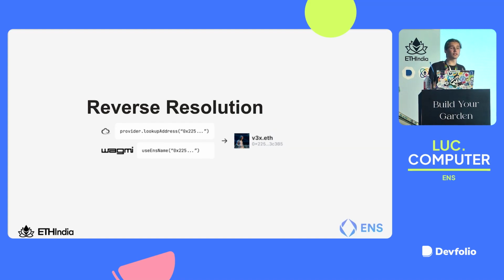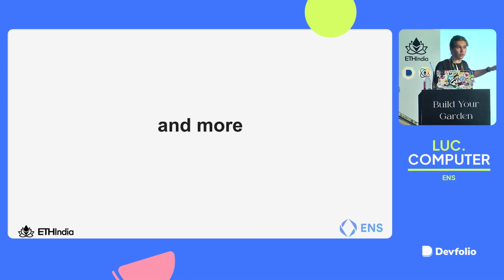If you want to do reverse resolution, so showing your avatar and profile picture, look up an address or use an ENS name, and it will simply just work. It's that easy. And there's a ton more ways to do this, like using ENS avatar, etc. And I haven't even covered subdomains yet.